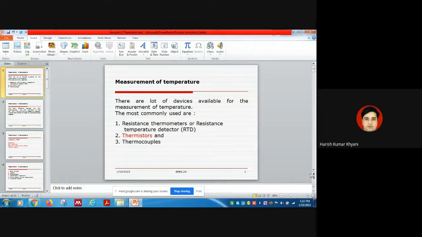We were discussing the measurement of temperature, right? And we have said that there are three important devices available with us for the measurement of temperature. Number one was resistance thermometer, or resistance temperature detector, that is RTD. Number two is thermistor, and number three is thermocouple. In our previous class, we discussed RTD, right? And today we will discuss thermistors, right?